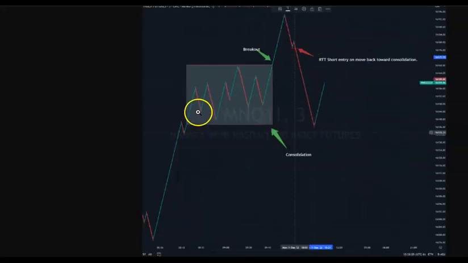Here's a good example with consolidation and the breakout. Then you had the reversal, short entry, on move back towards the consolidation. So I think you guys get the idea.